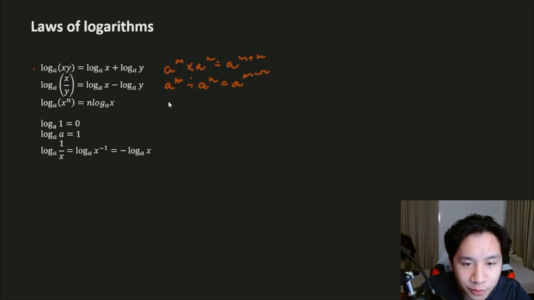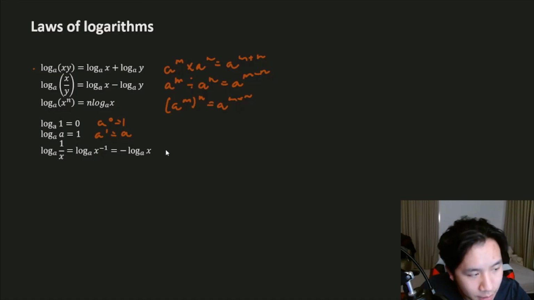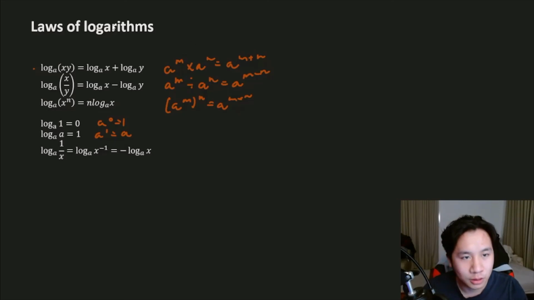Just to finish the list, this is related to (a^m)^n equals a^(m times n). This one relates to a^0 equals 1. This one relates to a^1 is equal to a. And finally, the last one doesn't relate to anything, to be honest. But yeah, that's it for laws of logarithms.